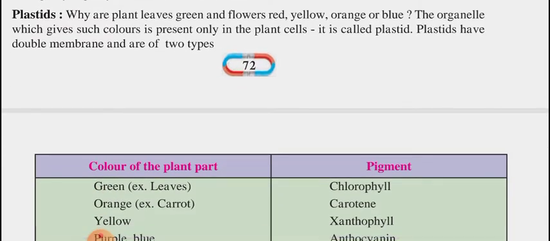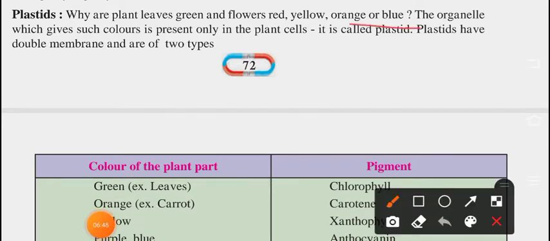Next is plastids. Why are plant leaves green and flowers red, yellow, orange or blue? The organelle which gives such color is present only in the plant cell. It is called a plastid. So whatever organelle gives the specific color to the plants is called a plastid. Plastids have a double membrane and are of two types.